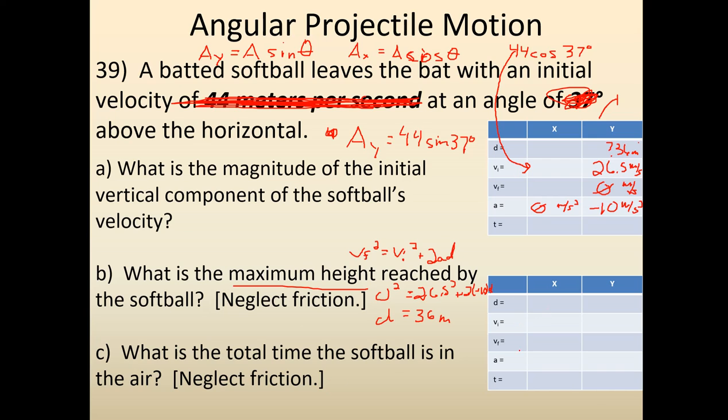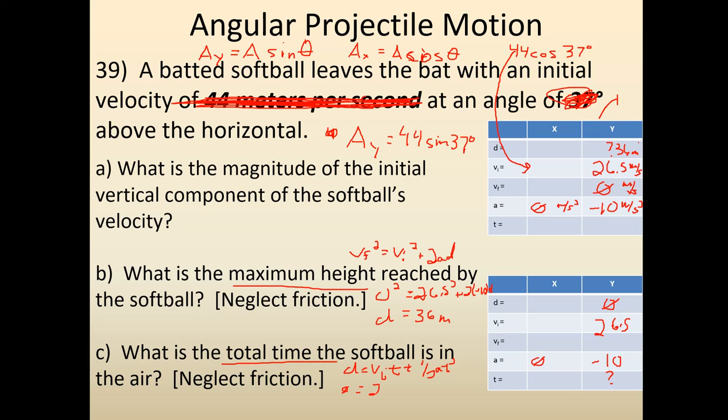So you could redo it. This would still be 0. This would be -10. This would be 26.5 still. The only difference now is because it says total time it's in the air, that means it's landing, it's coming back to the ground. My displacement now becomes 0, and this is what I look for. So I have d, vi, a, t. I could use the magic D: d equals vi t plus 1/2 a t squared.